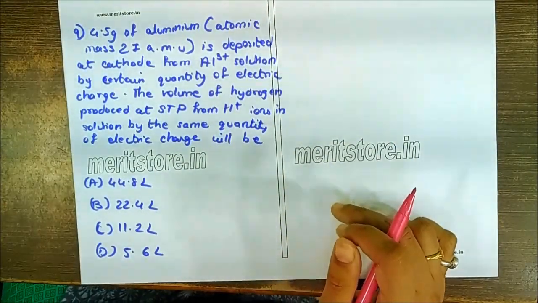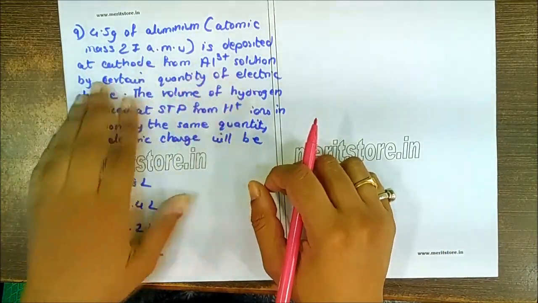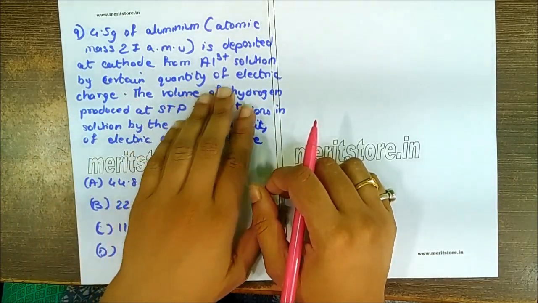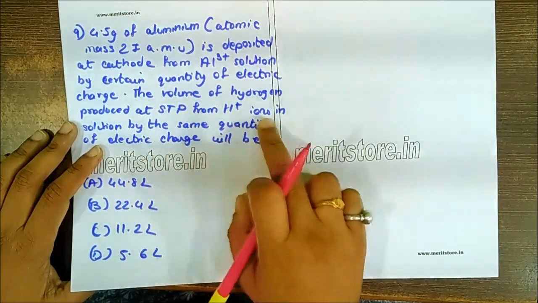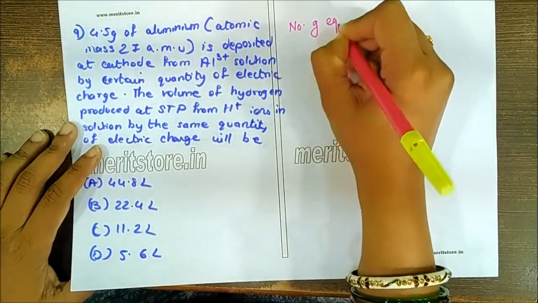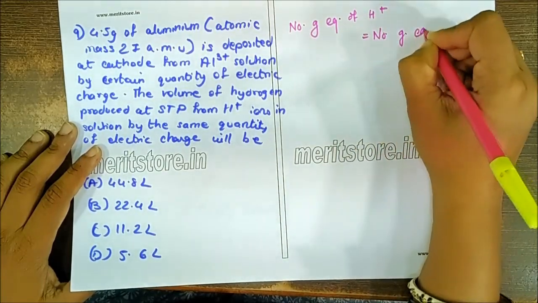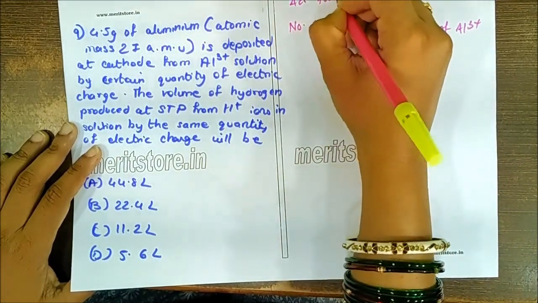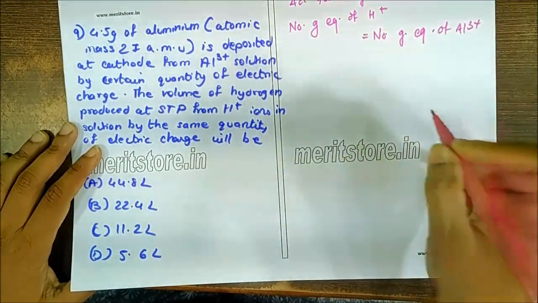Question number 9: 4.5 gram of aluminium, atomic mass 27, is deposited at the cathode from an Al3+ solution by a certain quantity of electric charge. The volume of hydrogen which is produced at STP from the H+ ion. Now we have to remember that the number of gram equivalents of H+ will be equal to the number of gram equivalents of Al3+. This is according to Faraday's second law, because the same electricity is passed through the two circuits.